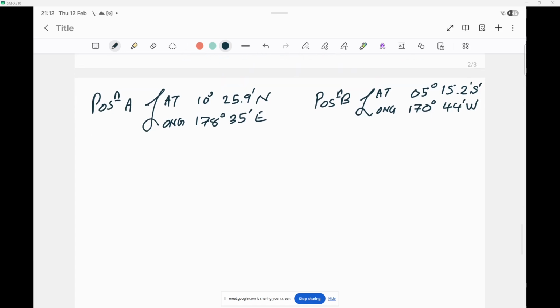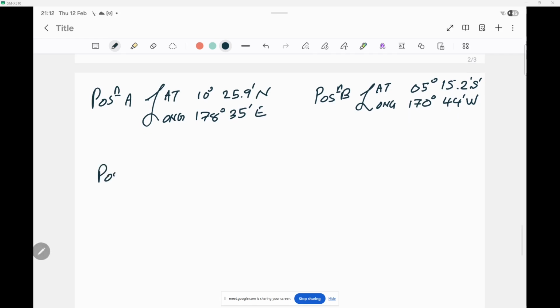While I calculate, you can also calculate and just put the answer in the chat box. All right, so position A, position B, latitude, longitude, meridional part.